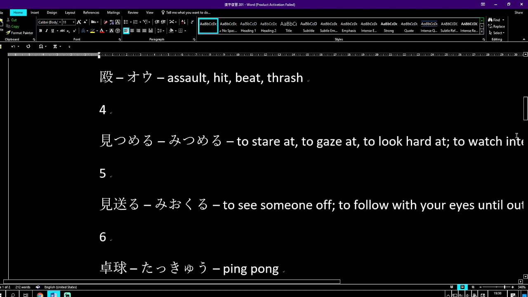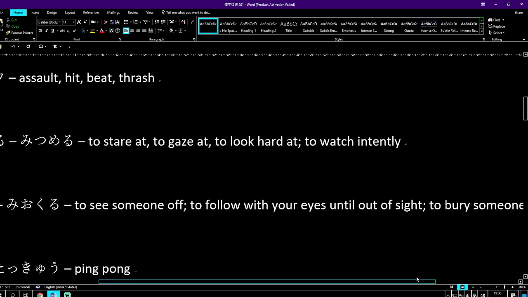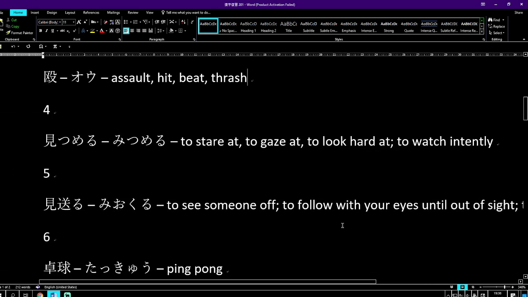Mitsumeru. Number 5 is miokuru, to see someone off or to follow with your eyes until out of sight, or to bury someone close to you, to watch them pass, to send them off. Miokuru is to send someone off, mi, to look at, and okuru, to send. So to look at while sending them off is miokuru, to see someone off.